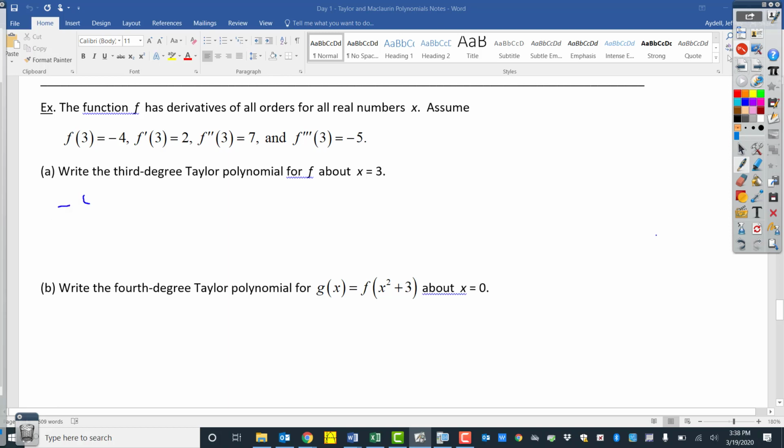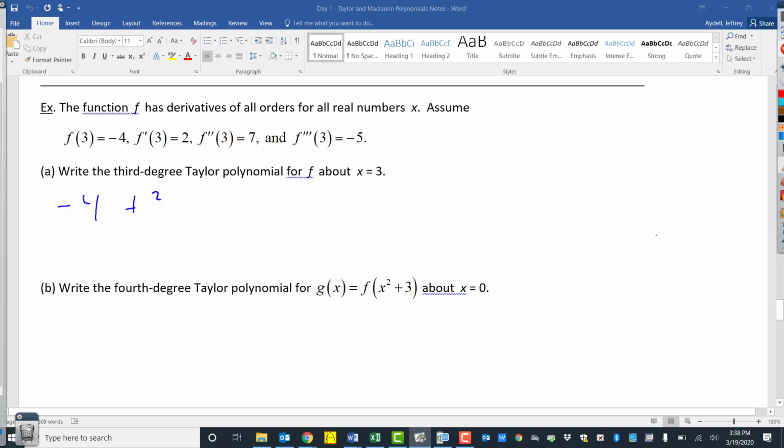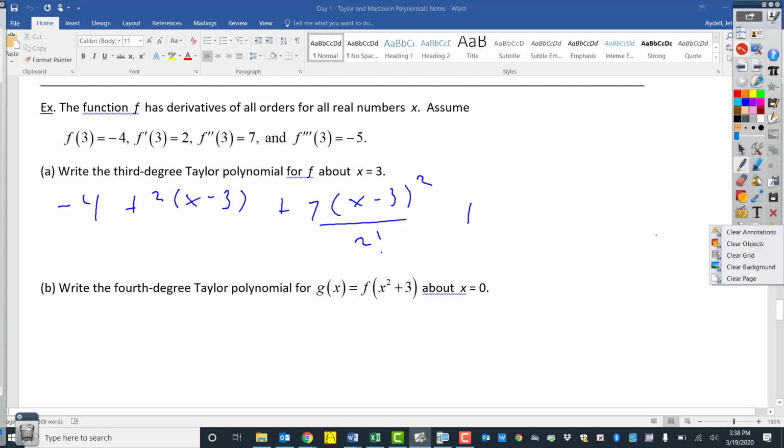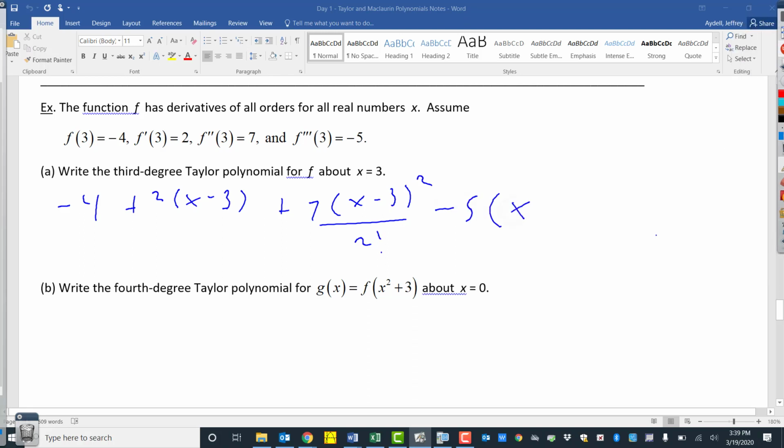So we have negative 4 plus 2 times x minus 3 plus 7 times x minus 3 squared over 2 factorial minus 5 times x minus 3 cubed over 3 factorial. Okay? Pretty straightforward there.